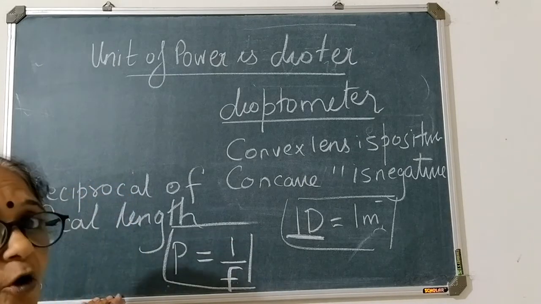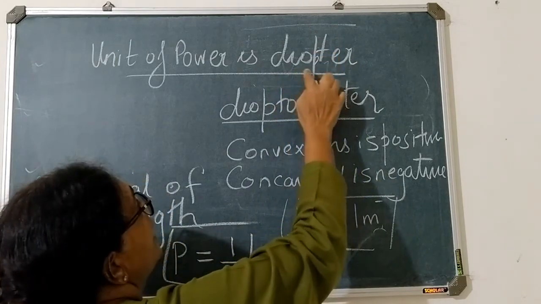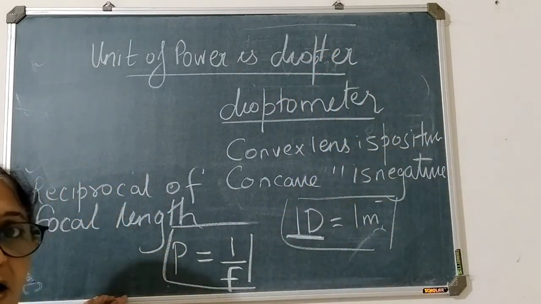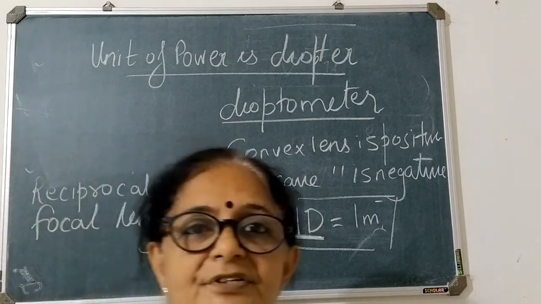So I hope you have understood. This is diopter, P, D-I-O-P-T-E-R, diopter. With that, we come to an end of this chapter.